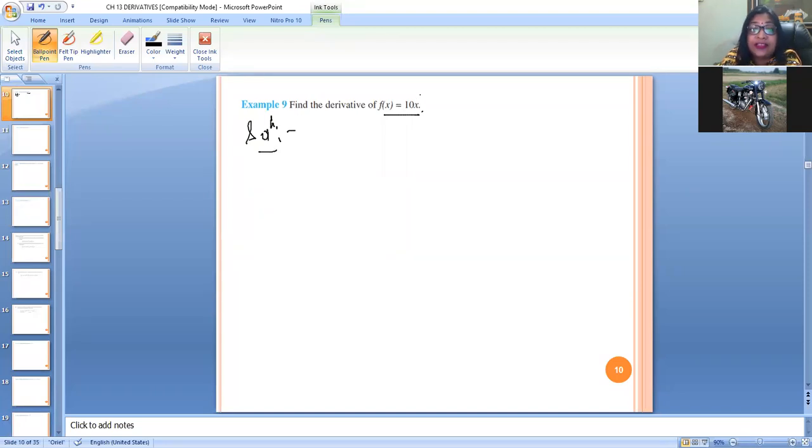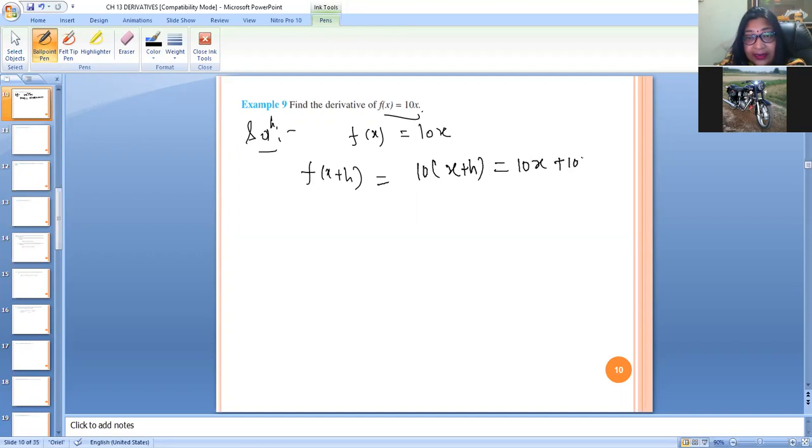Find the derivative of f of x is equal to 10x. We have already done this type of question, but we will do it again. f of x is equal to 10x. f of x plus h is equal to, it will not be 10x plus h. Okay, it will be wrong. We will replace x with x plus h. So it will be 10x plus 10h.